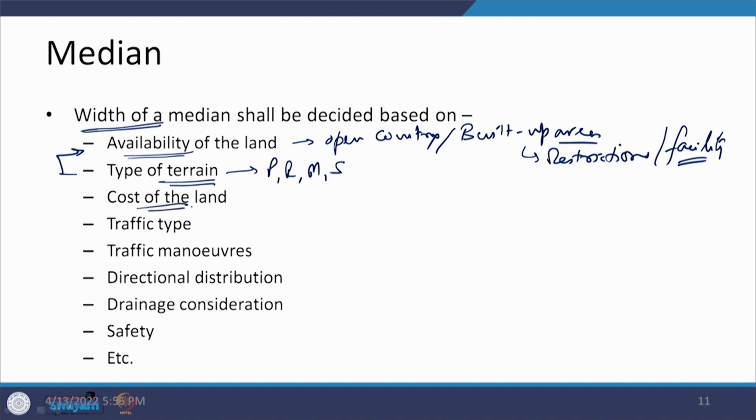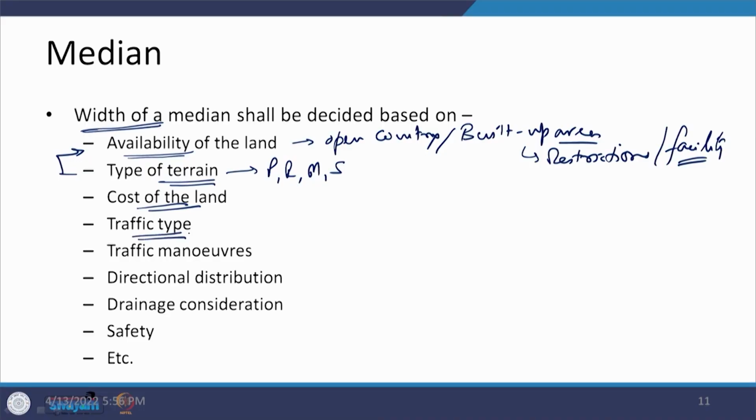The cost of land is another issue. You have the land available in an area, but the cost is so high, and if you have to acquire it, then the cost of the project is going to increase a lot. So, then probably you are going to compromise something in terms of the width of the median. The type of the traffic, which may require a segregation. So, segregation can be in terms of motorized or non-motorized, fast or slow, big or small, what type of segregation is required.